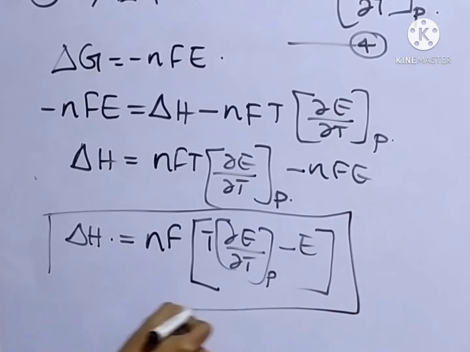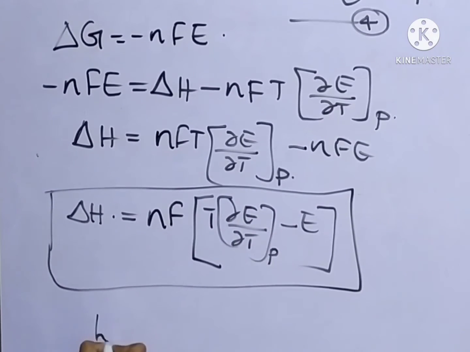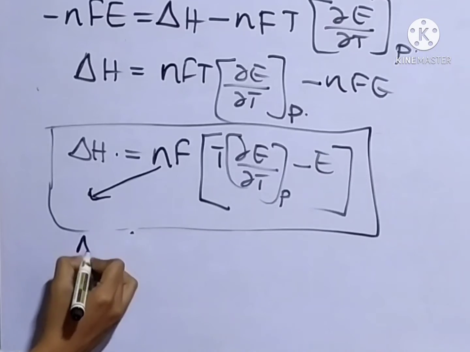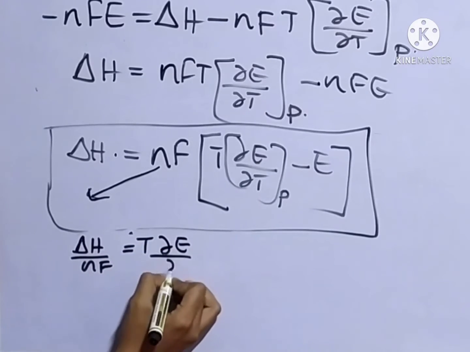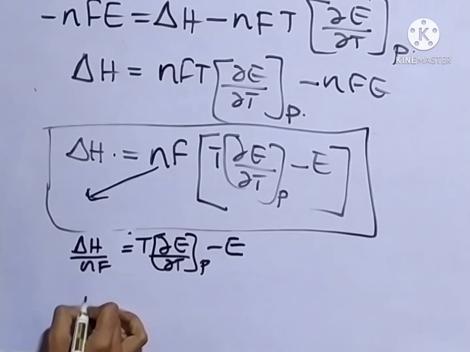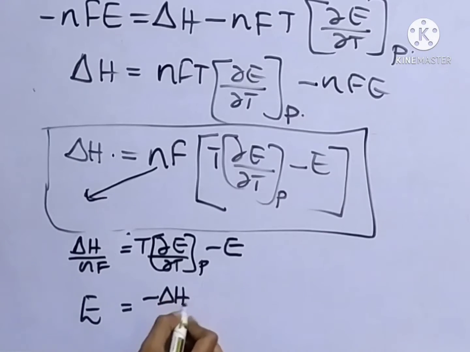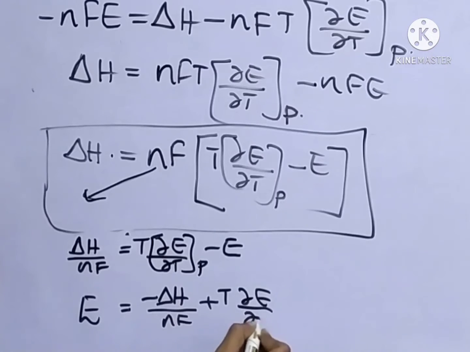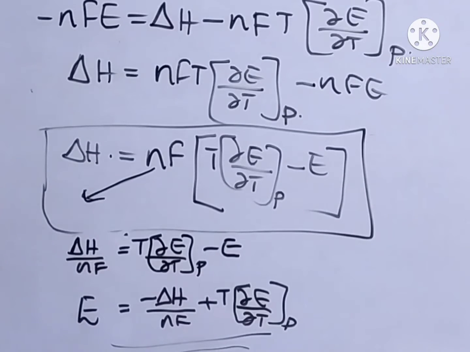So this is for enthalpy. If I want to calculate the EMF, then I can rearrange this equation by bringing this term here: delta H divided by nF equals T dou E divided by dou T at constant pressure minus E. From this, E equals minus delta H divided by nF plus T dou E divided by dou T at constant pressure. So this is the EMF value.